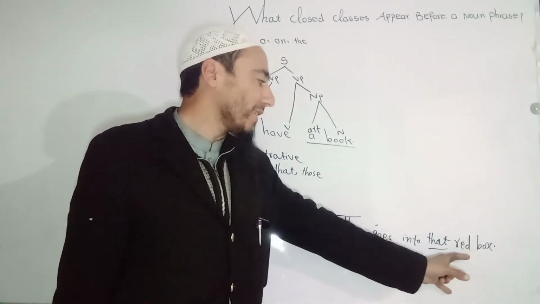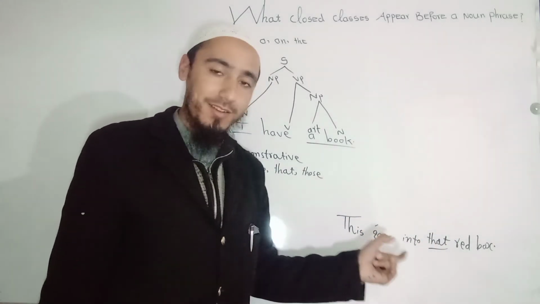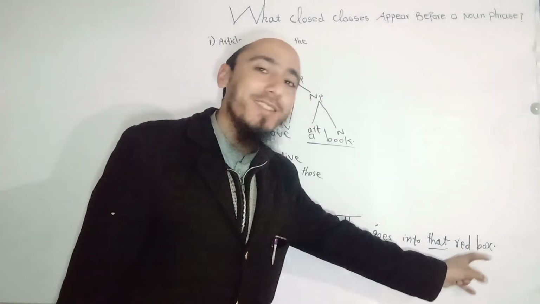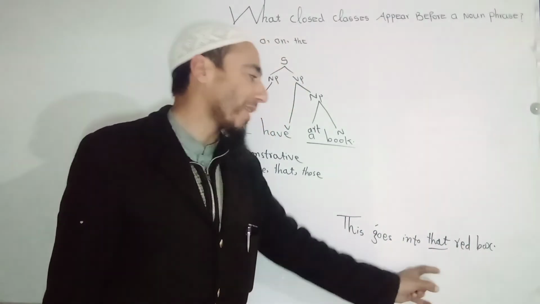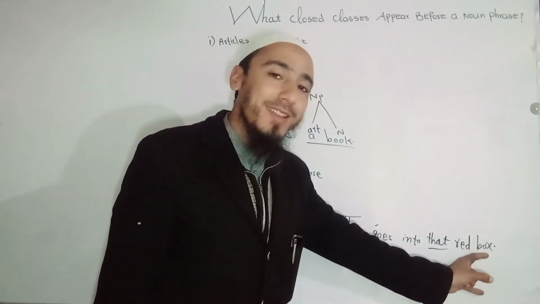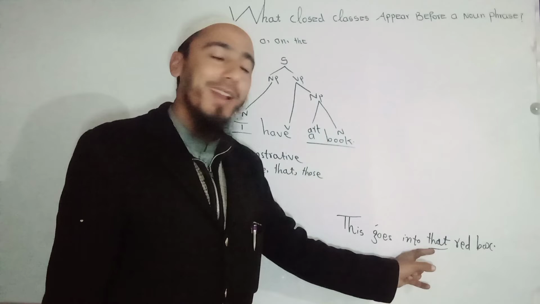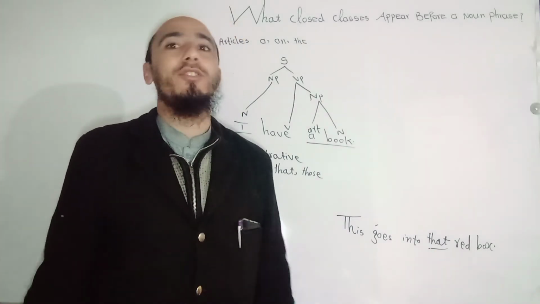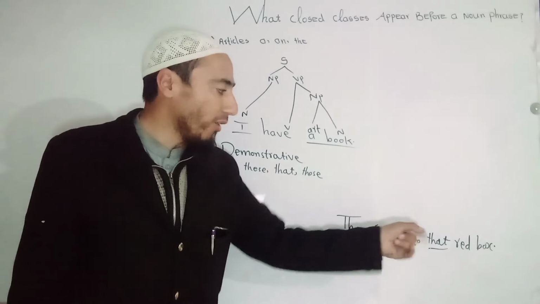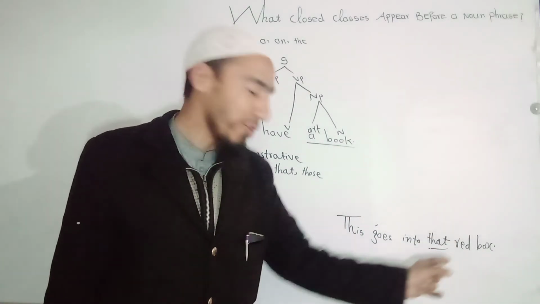You see, here we see a red box. Box is what? It is the head of the noun phrase. The complete noun phrase is that red box, and box is the head of the noun phrase. Okay, and here that is demonstrative. Okay, now before going to know about this, that is demonstrative, I'm going to draw the tree structure for it.